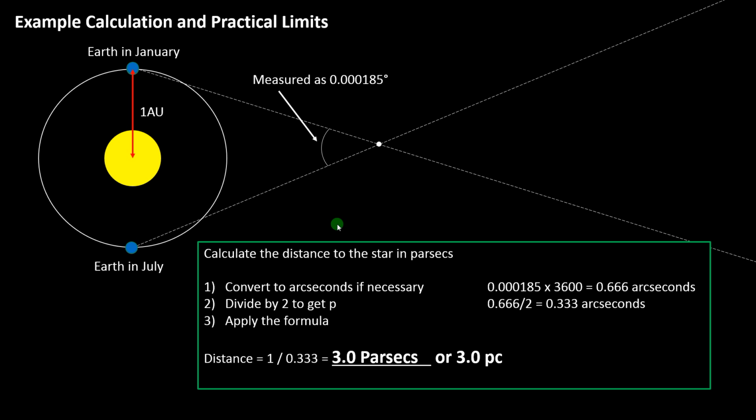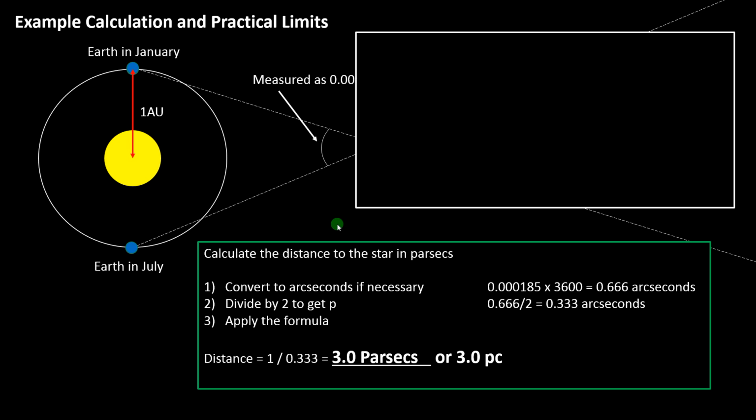So that's the method for actually doing the distance calculation. Just check your units. You may not need to convert to arc seconds if you're already given it. They may directly give you the parallax angle rather than twice the parallax angle. Just watch out for those things.